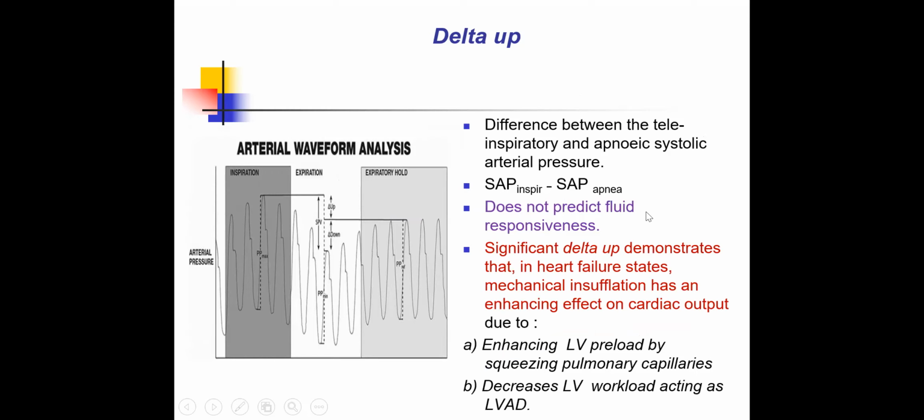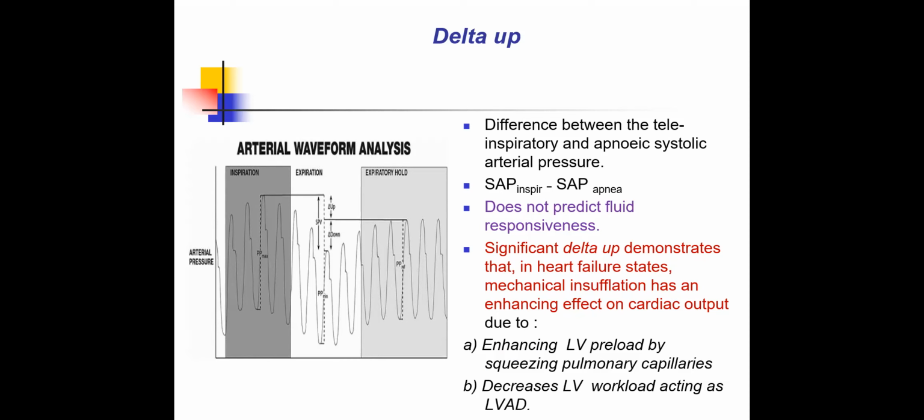It does not predict fluid responsiveness. Remember this, delta down is the best predictor of fluid responsiveness. Delta up is not the best predictor of fluid responsiveness. A significant delta up demonstrates that in heart failure states, mechanical insufflation has an enhancing effect on cardiac output. Remember when I had mentioned that mechanical insufflation can function as an LVAD in heart failure states. This is what I wanted to say.